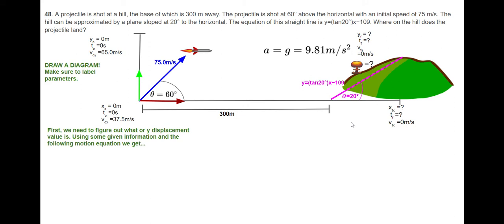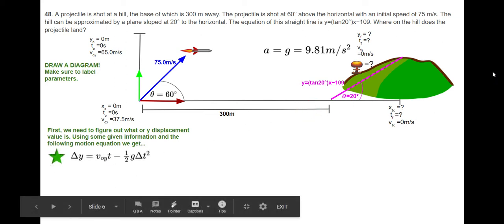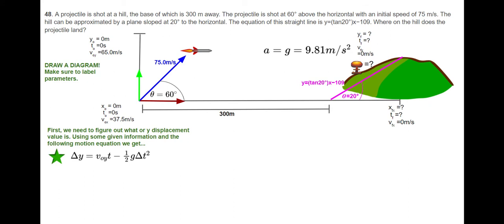To do that, we're trying to figure out the change in x and y. Since they're two components of it, we have the distance to the hill, but that information is not that relevant to us right now. So we'll try to use this motion equation: the change in y equals the initial velocity in the y direction times time minus 1/2 gravity times time squared. Now, we don't exactly have a time component, and we don't have the initial y component.